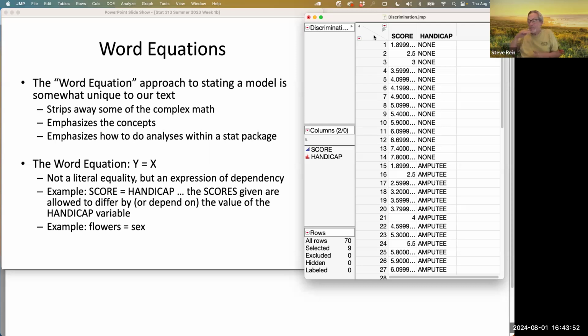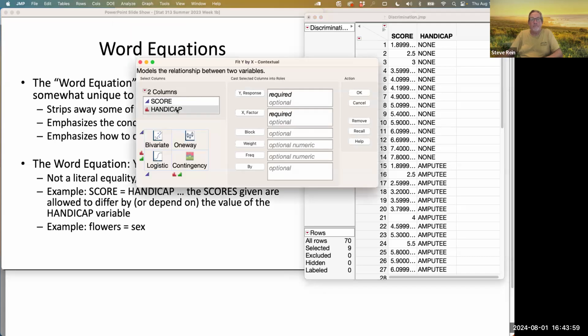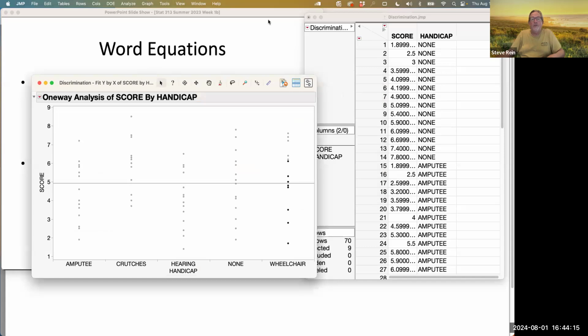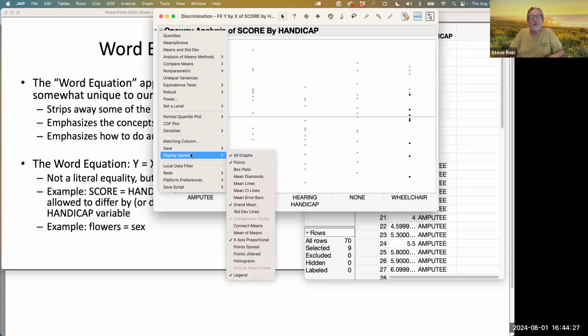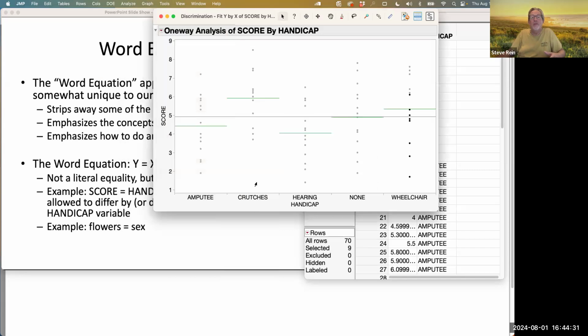So the way we would tackle this question would be under Analyze, Fit Y by X, as before. Does the score given to a person on a job qualifications assessment based on a videotaped job interview depend on the apparent handicap they have in the interview? Here I see these means are all really pretty close. If I want to fiddle with it a little bit, under display options, you could choose to show a line for each of the group's means. You can see that the highest group mean and the lowest group mean are maybe a little apart, but it's not really obvious because there's a large amount of spread in each of these groups. It's harder to see that there is a difference between the group averages.